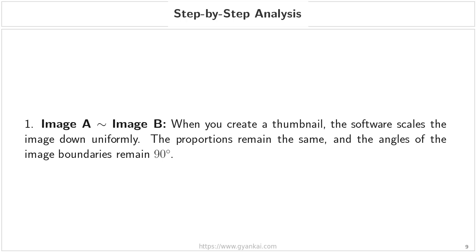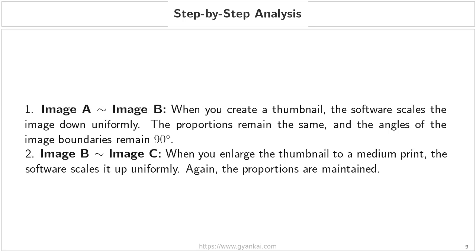Because the scaling is uniform, the proportions remain exactly the same, and angles at the corners of the image boundaries remain 90 degrees. Therefore, we can say that image A is similar to image B. Next, we move to the relationship between image B and image C. In this step, you are taking that small thumbnail and enlarging it to create a medium-sized print. Just like before, the software scales the image up uniformly. Once again, the proportions are maintained, which means image B is similar to image C.